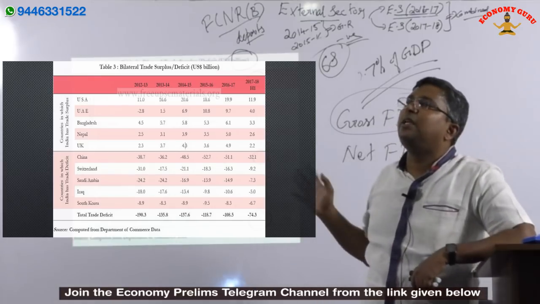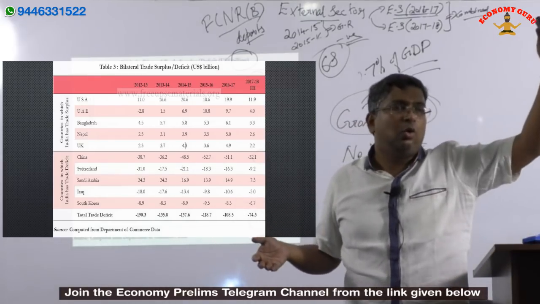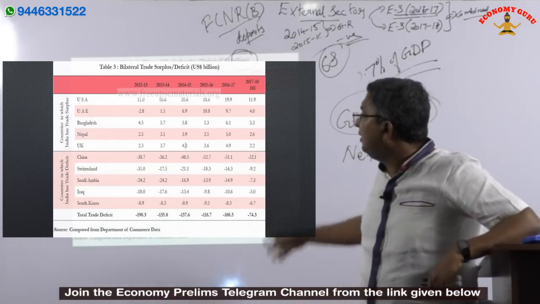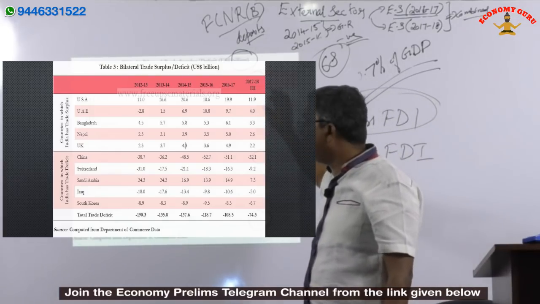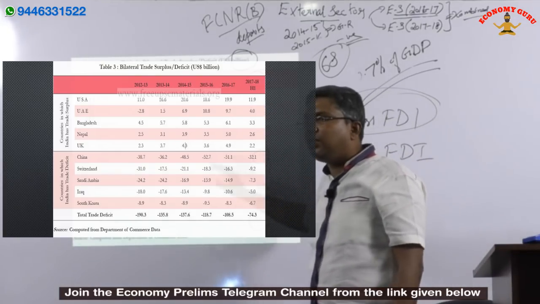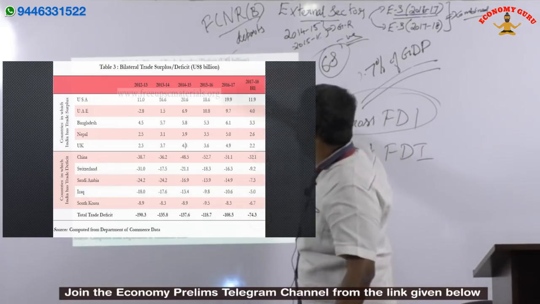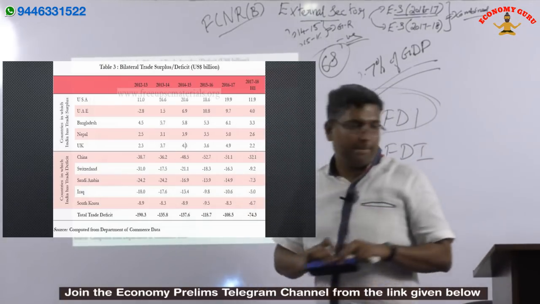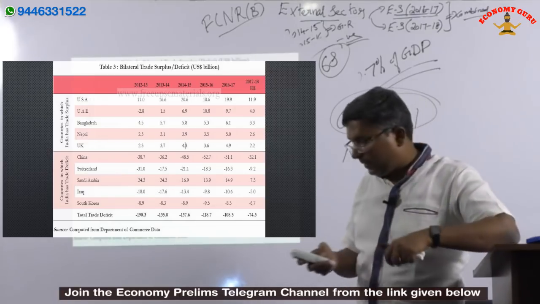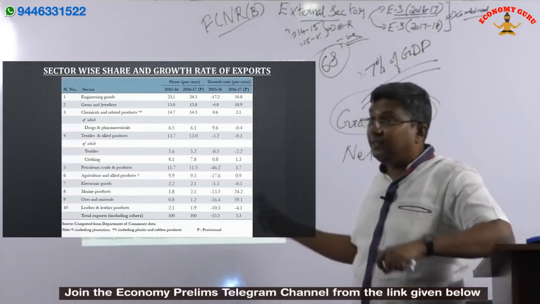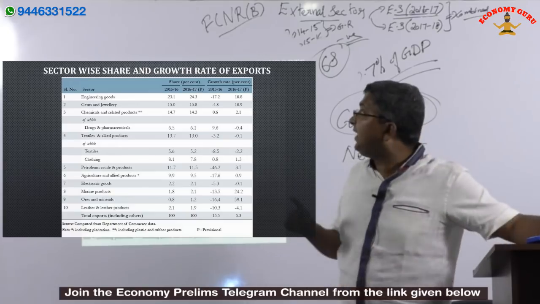See, other thing, we don't go for the big list of countries. Here these 2 are USA and UAE. Here 3 countries, China, Switzerland and Saudi Arabia. That's more than sufficient for you to answer the question. Then next, this is another thing. Please note down. Sector wise share.